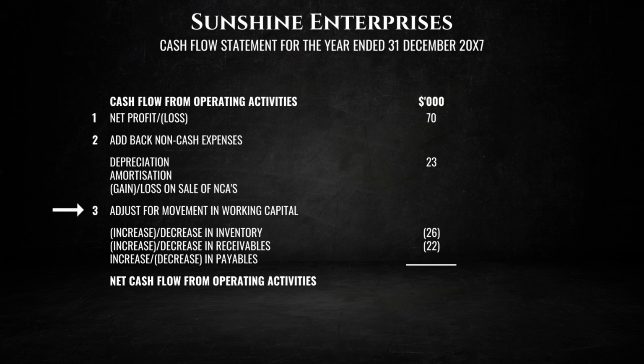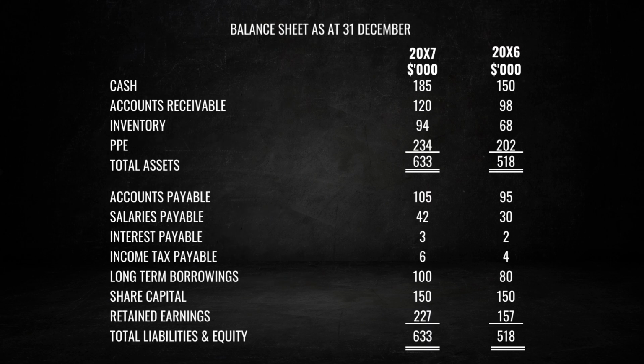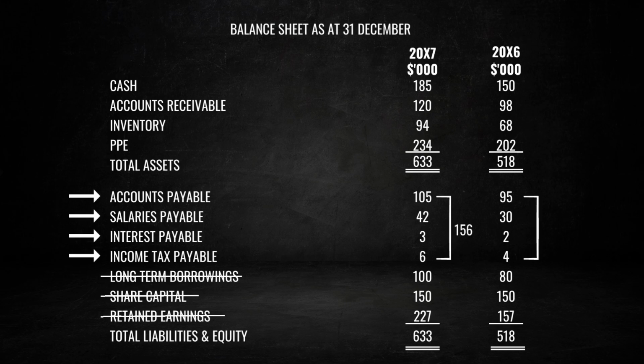Moreover, we must also account for the movement in current liabilities to ensure a complete consideration of working capital. Taking another look at the balance sheet, we identify current liabilities such as accounts payable, salaries payable, interest payable, and income tax payable. We can ignore long-term borrowings, share capital, and retained earnings as they relate to financing activities and equity. So we focus on these four current liabilities. The sum of their closing balances is $156, while the sum of their opening balances is $131. By calculating the difference between these two numbers, we find that payables have increased by $25,000 during the year.